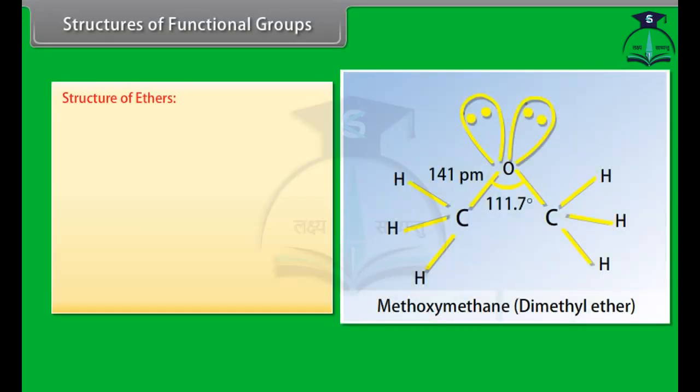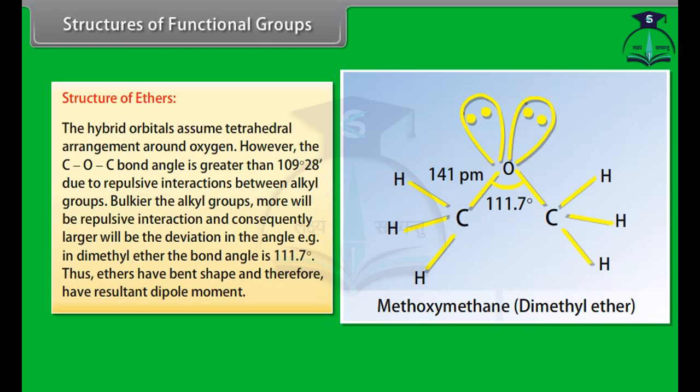Structure of ethers. The hybrid orbitals assume tetrahedral arrangement around oxygen. However, the C-O-C bond angle is greater than 109 degree 28 minutes due to repulsive interactions between alkyl groups. Bulkier the alkyl groups, more will be repulsive interaction, and consequently larger will be the deviation in the angle. For example, in dimethyl ether, the bond angle is 111.7 degree. Thus, ethers have bent shape and therefore have resultant dipole moment.